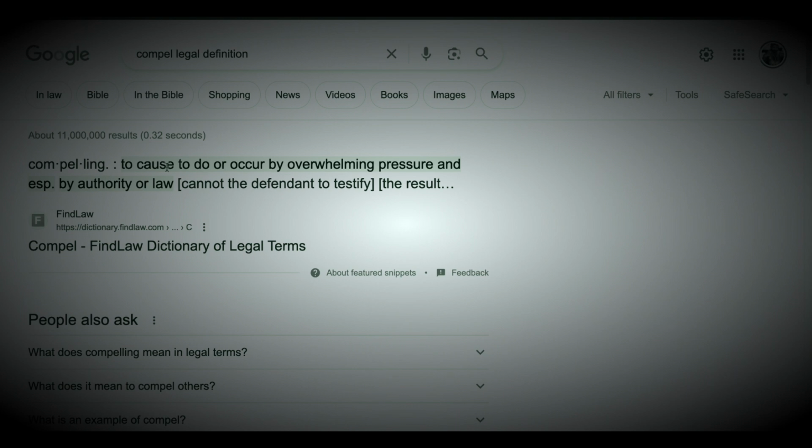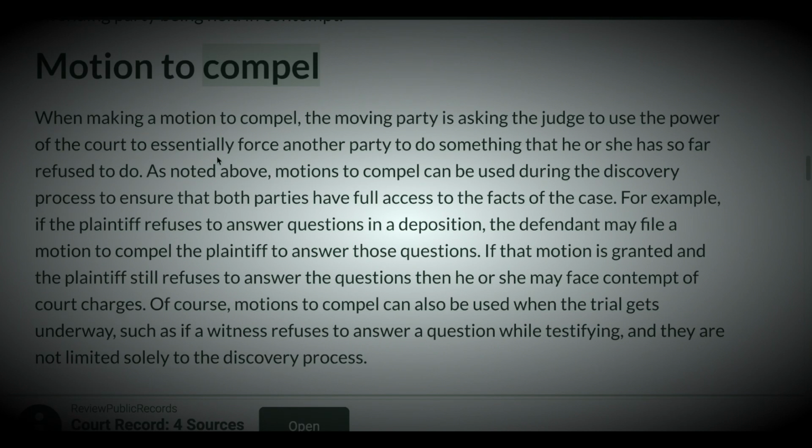To cause to do or occur by overwhelming pressure, and especially by authority or law. Compel the defendant to testify.